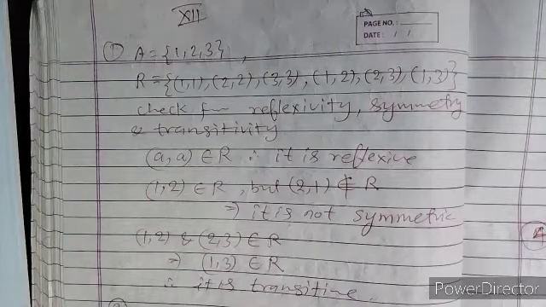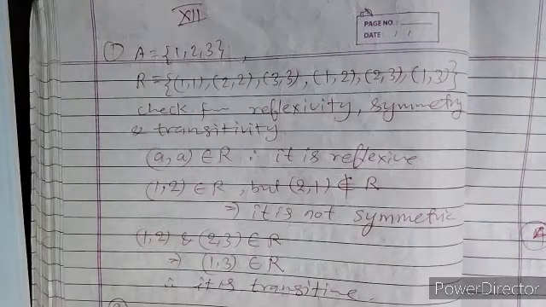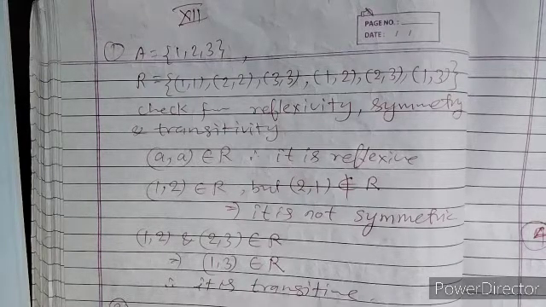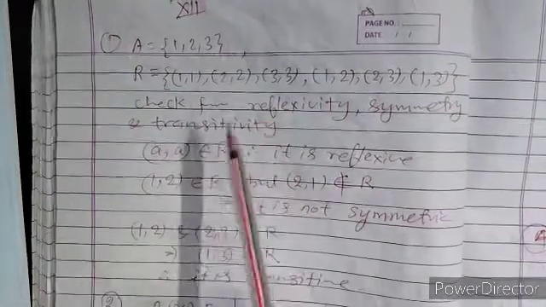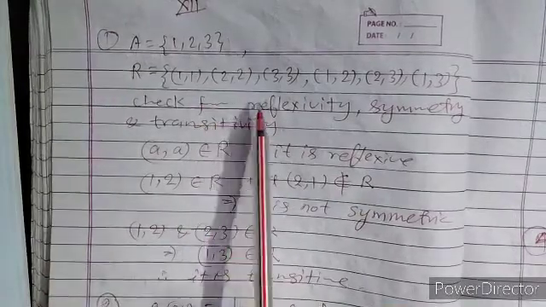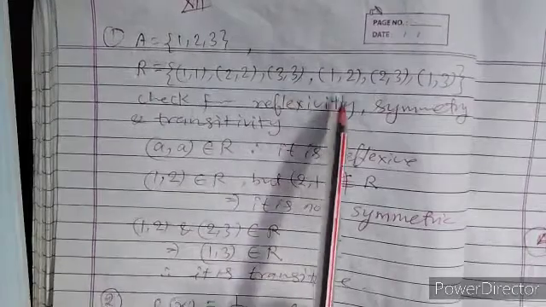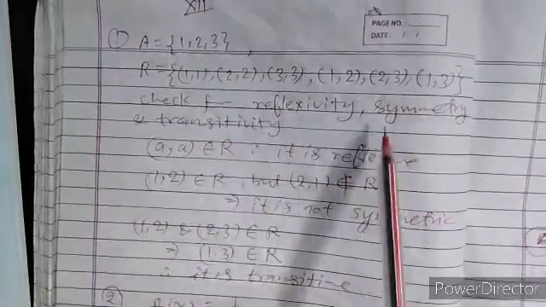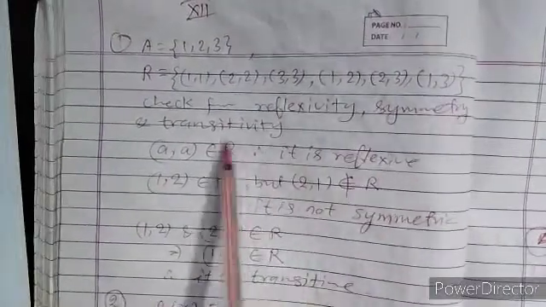Dear students, now I want to discuss some questions which are important for the purpose of your unit test. Question number 1. If A = {1, 2, 3} is a set and a relation is defined as the set of ordered pairs (1,1), (2,2), (3,3), (1,2), (2,3), (1,3), you have to check for reflexivity, symmetry and transitivity.